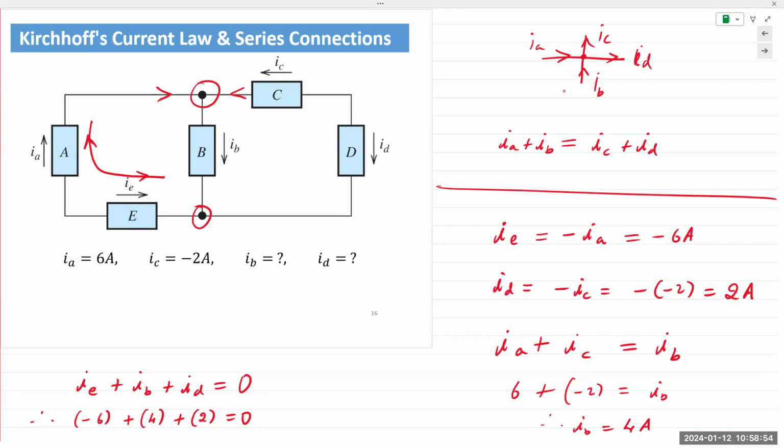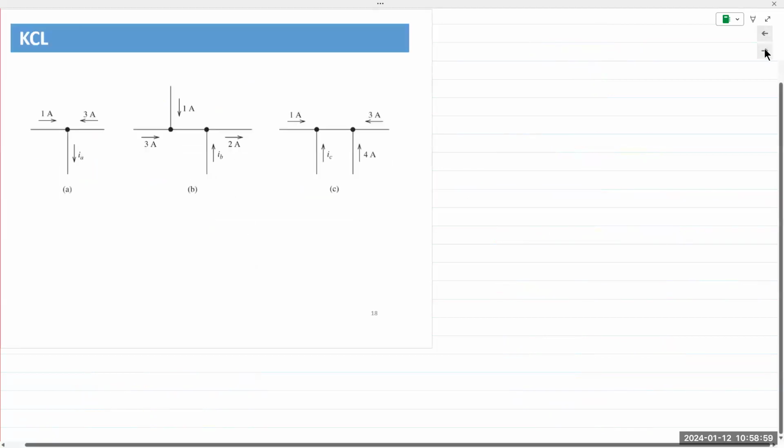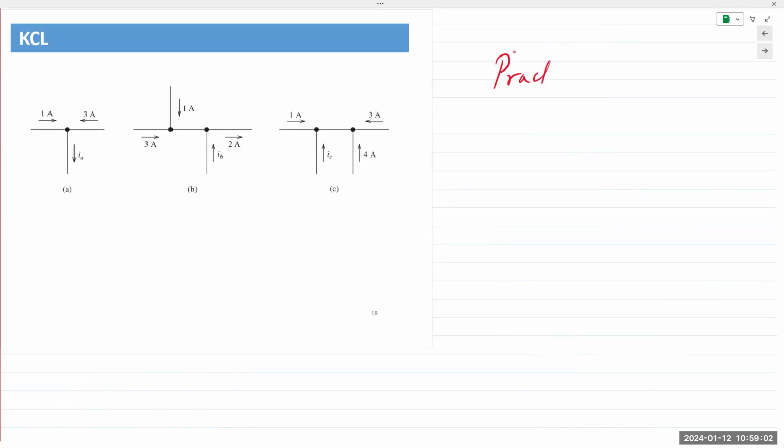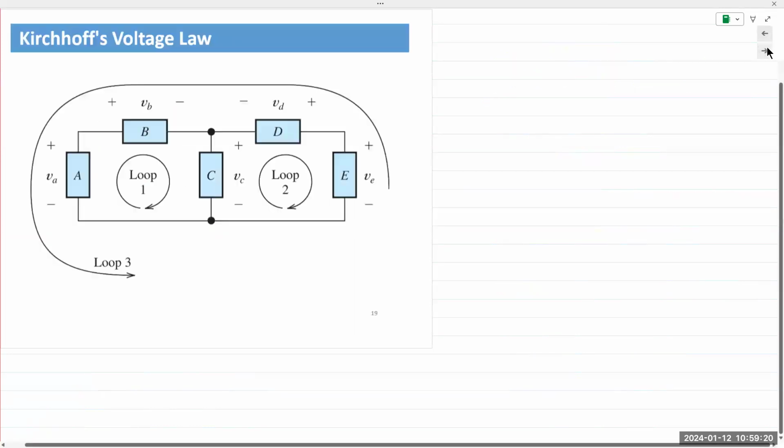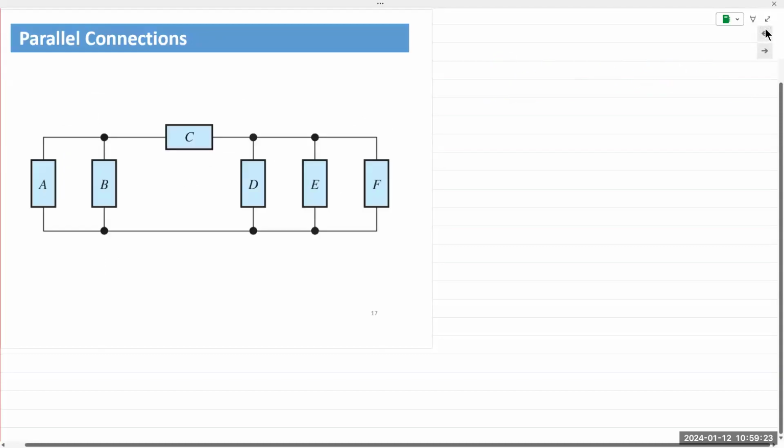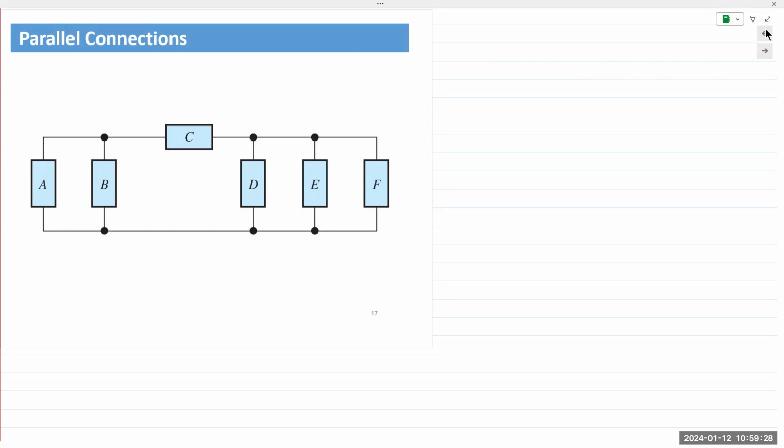All right. There are some examples on the next page. I usually assign these as practice for students. They're simple enough, not too complicated. Just solve them. If you have any issues, you let me know, and we'll work through that. There is KVL. We will leave that for next class. We have parallel connections and series connections. Again, we'll just leave that for next class.